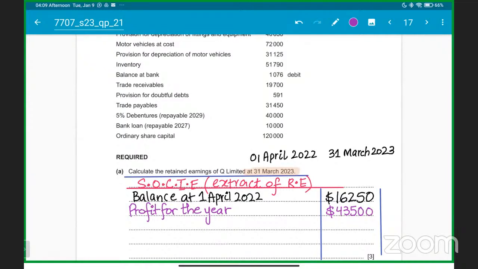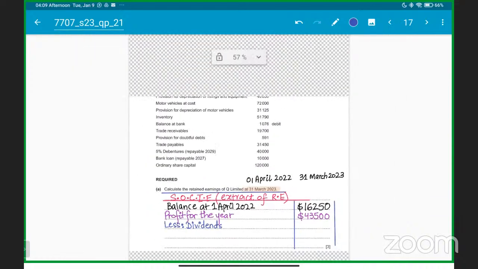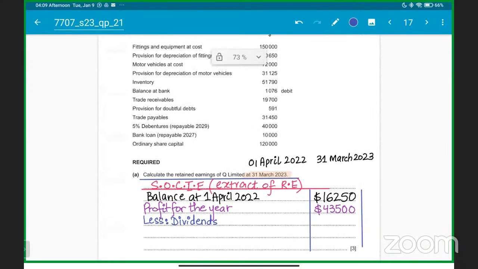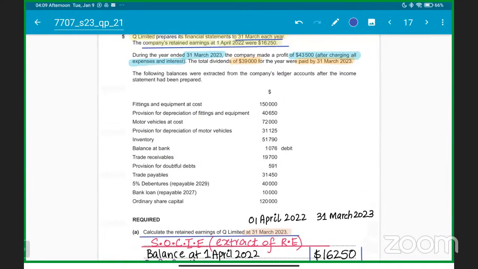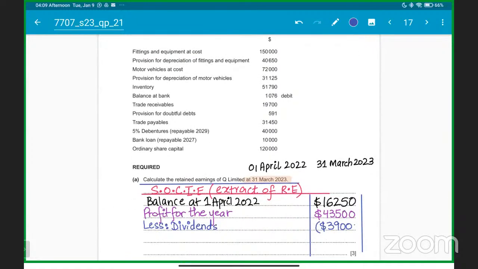And how much is the dividends? You subtract the dividends. Everyone following? And that's how you will get the 3 marks. That is the format, and that is how you need to understand the basic working, that you have to subtract the dividends as well. 39,000 were paid in dividends. So we get the closing balance. Please make sure to copy this format.